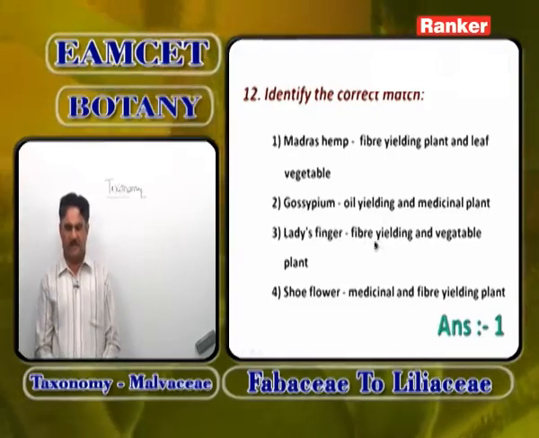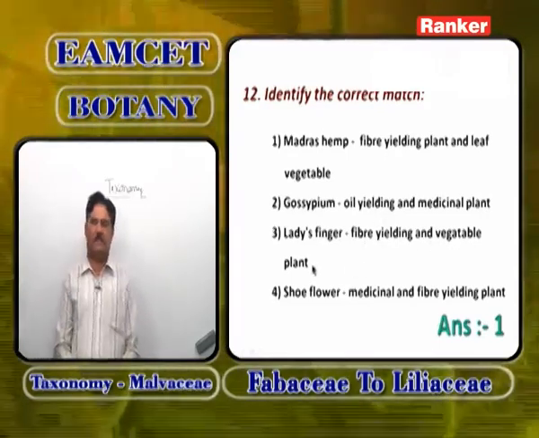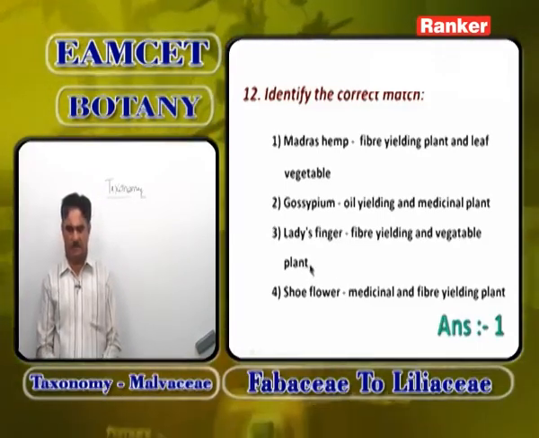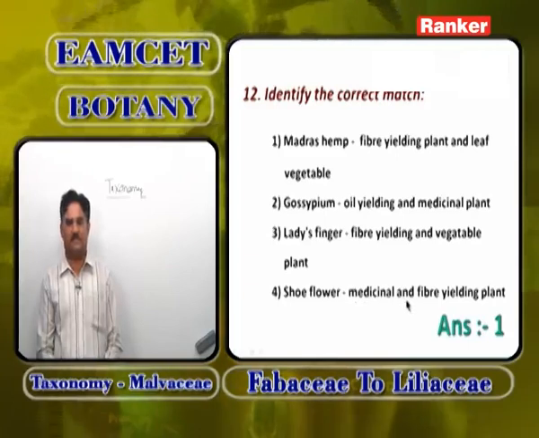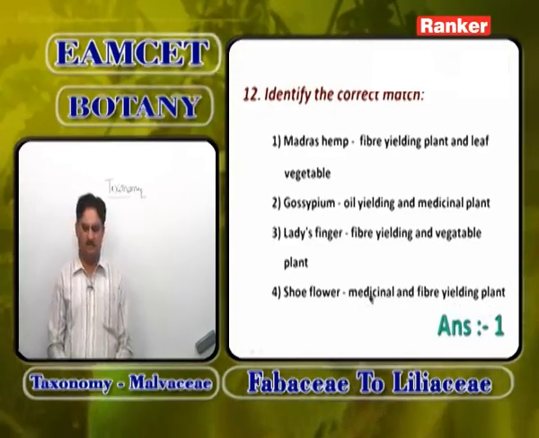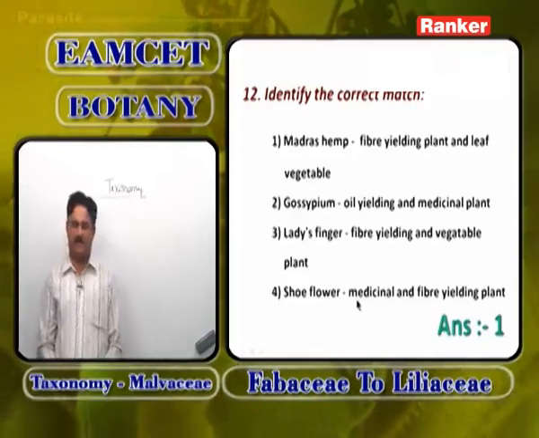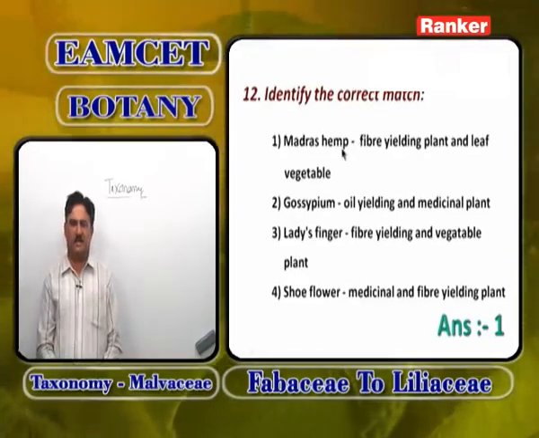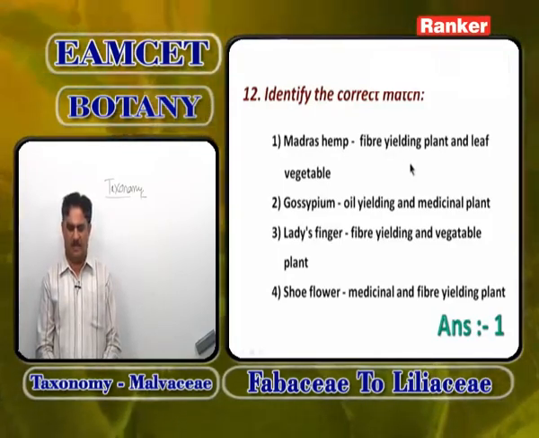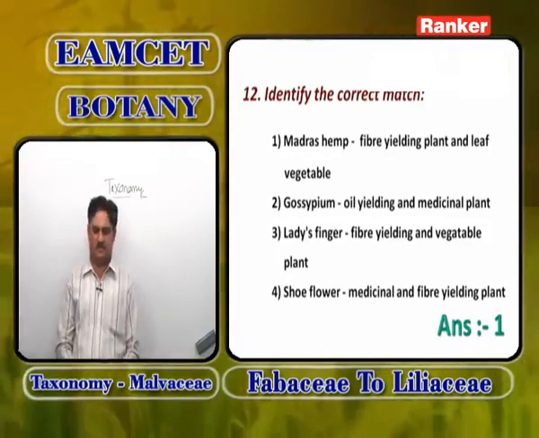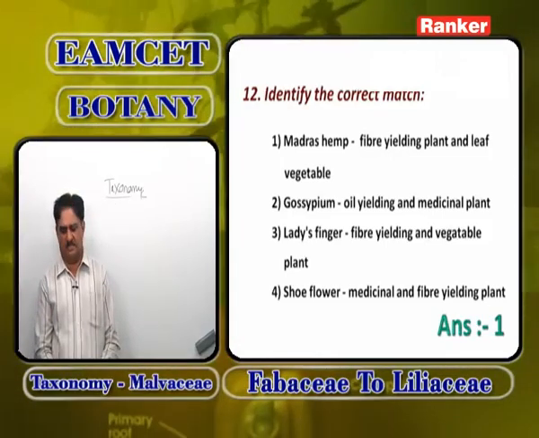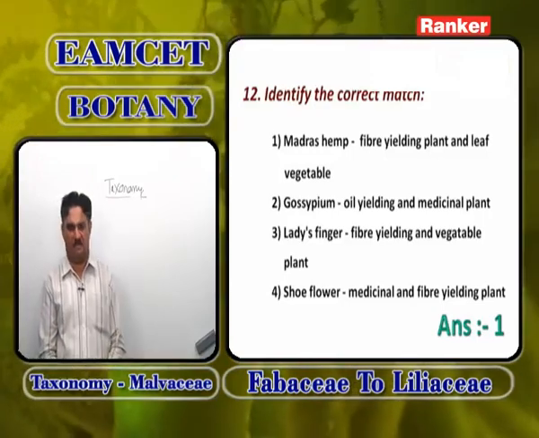Lady's finger, fiber yielding plant and vegetable plant. Here fiber yielding plant is wrong. Vegetable plant is correct. Shoe flower. Shoe flower means Hibiscus rosa sinensis. Medicinal and fiber yielding plants both are wrong. So Gossypium oil yielding and medicinal plant is wrong because it is oil yielding and fiber yielding plant. Lady's finger, fiber yielding is wrong. Abelmoschus esculentum won't give any fiber. Then shoe flower Hibiscus rosa sinensis is neither a medicinal plant nor a fiber yielding plant.